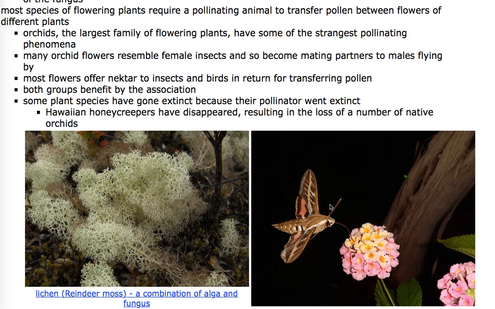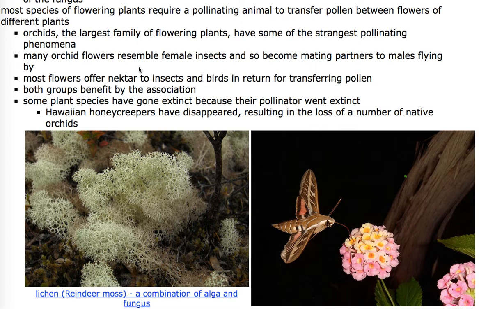arthropods like the hover moth pollinate like this lantana, and in so doing they propagate the lantana while themselves being fed by nectar. Orchids, which are the largest family of flowering plants, have some of the strangest pollinating phenomena. Many orchid flowers resemble basically the reproductive parts of female insects, and so the flower becomes the mating partner to male insects that are flying by. Most flowers offer nectar to insects and birds to get them to return for transferring pollen.